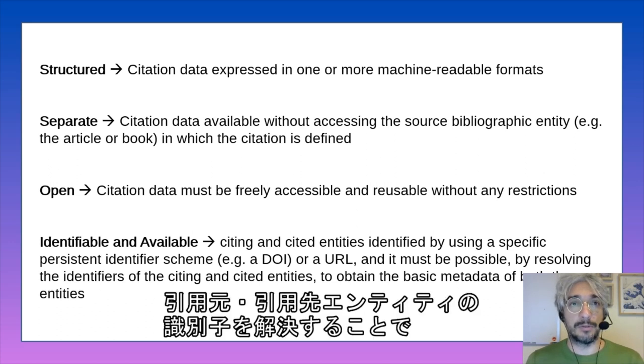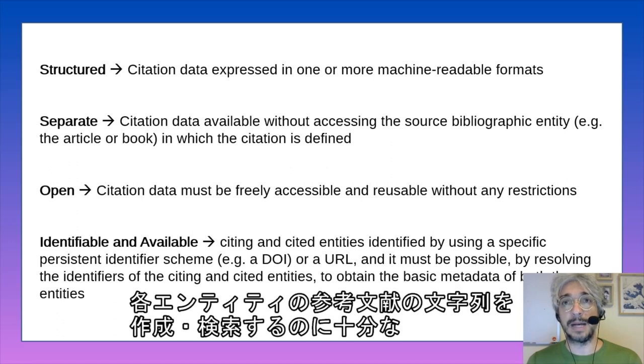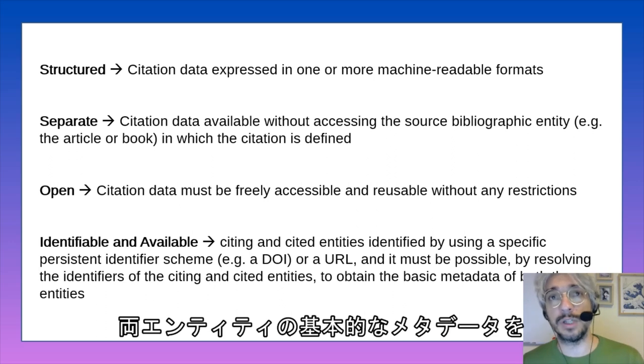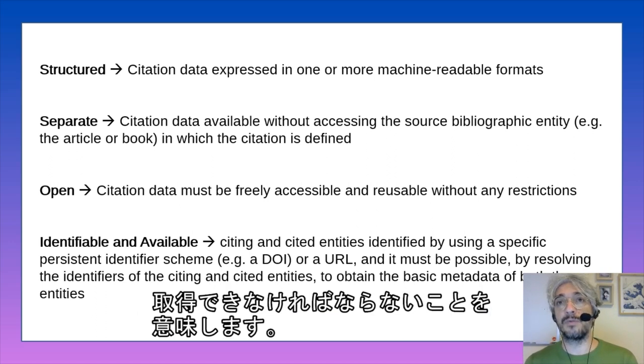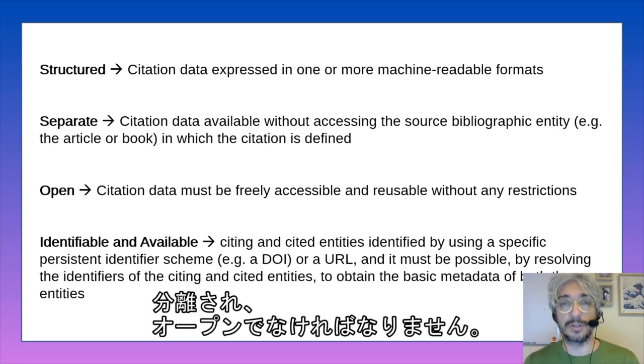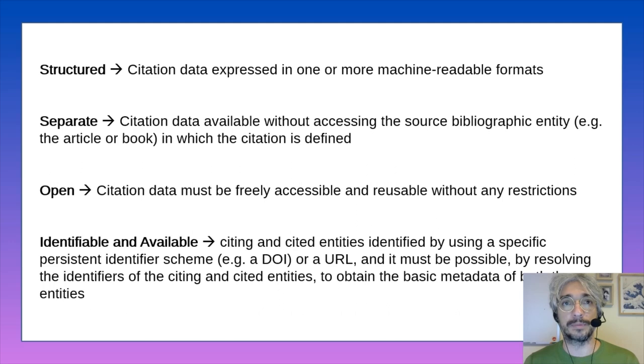And it must be possible, by resolving the identifiers of the citing and cited entities, to obtain the basic metadata of both the entities, sufficient to create and retrieve textual bibliographic references for each of them. Such basic entity metadata must be themselves structured, separate, and open.